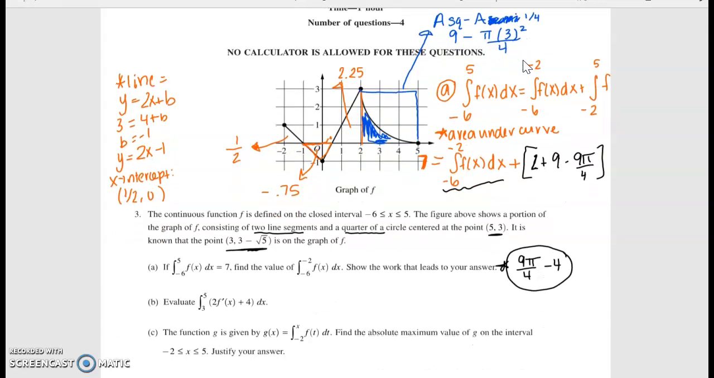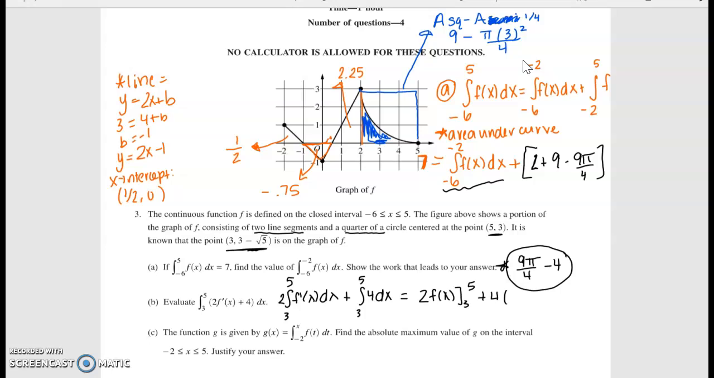All right, letter B, we have done a lot of these questions. So first thing you have to do for letter B is you have to split up the integral. So we need to go from 3 to 5, pull the 2 out in front, f prime of x dx, plus the integral from 3 to 5 of 4 dx. When we integrate a derivative, we're just going to get back to the function. So this first integral is just going to become 2f of x from 3 to 5, and this second integral is just going to be 4 times the area under the curve between 3 and 5.